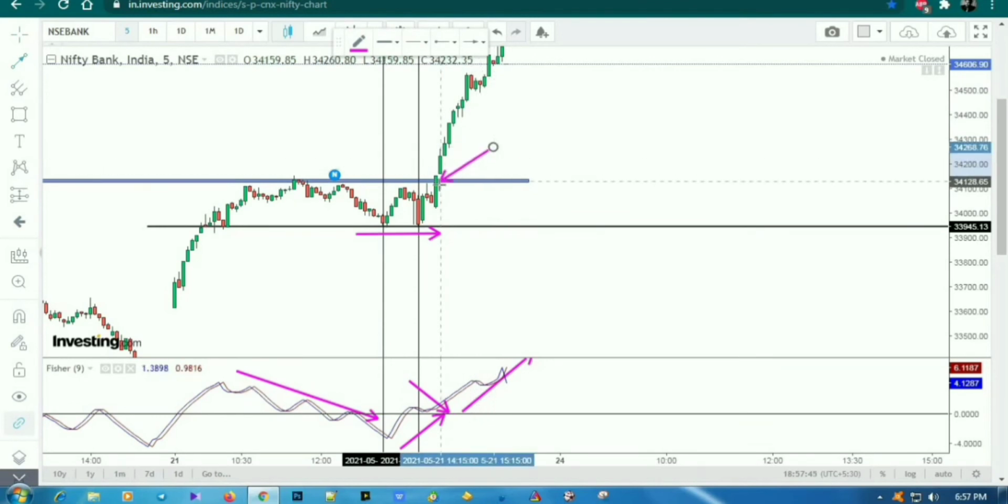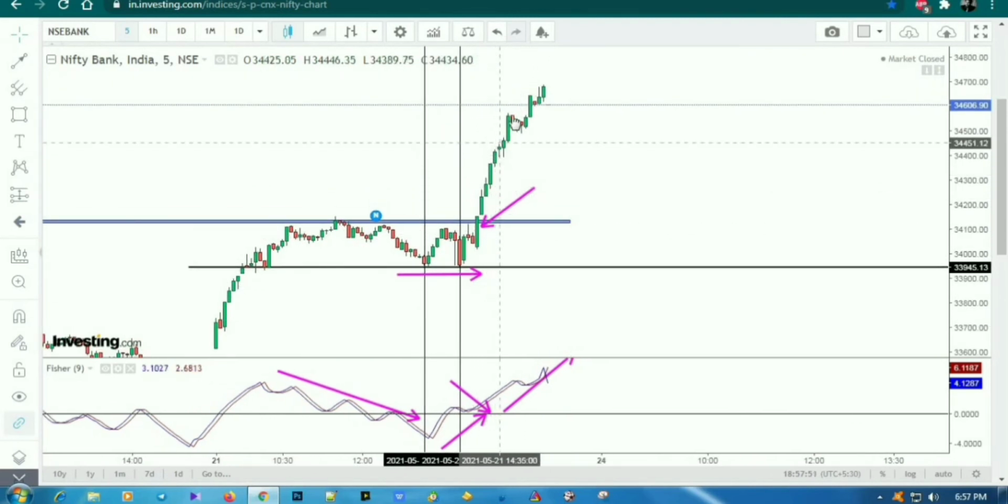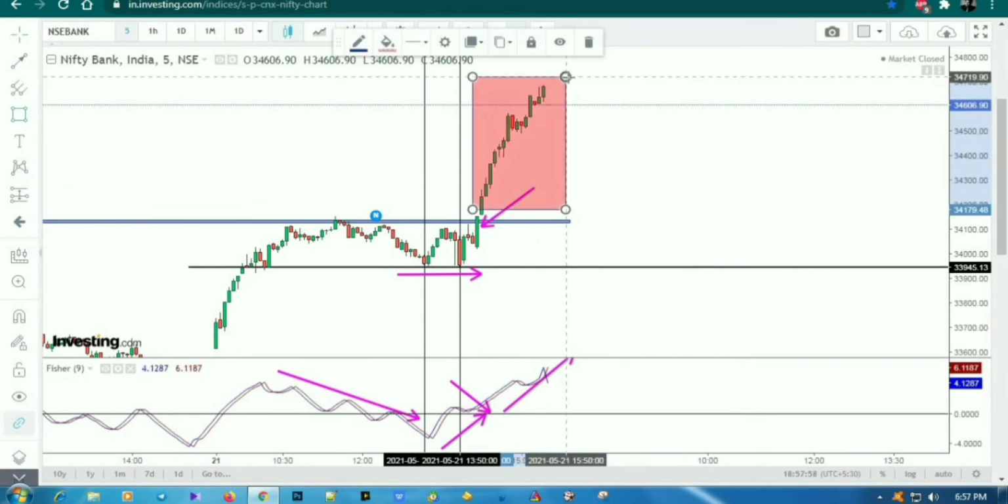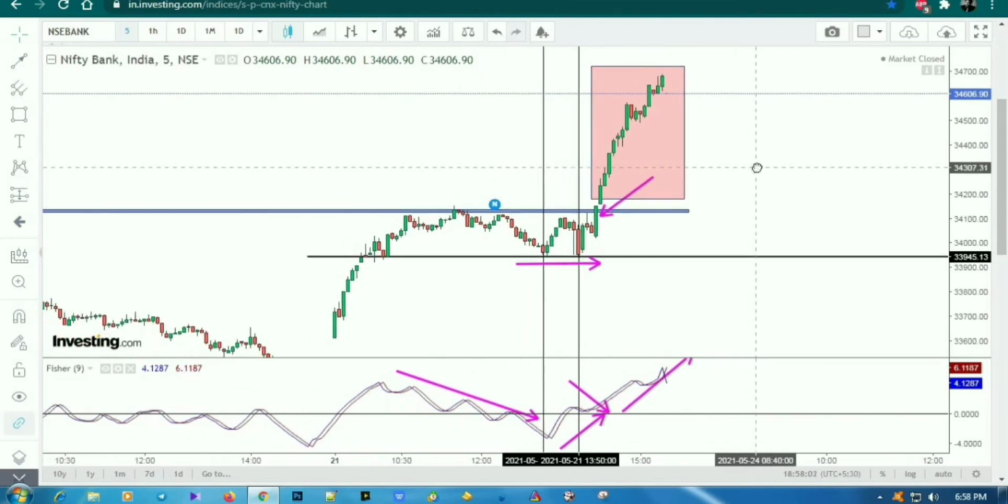And if you notice, this candle broke the previous resistance with huge volume, and as a result you can see a very good upside momentum. So whenever you see this kind of setup, you can take a position and you can make a very good profit.